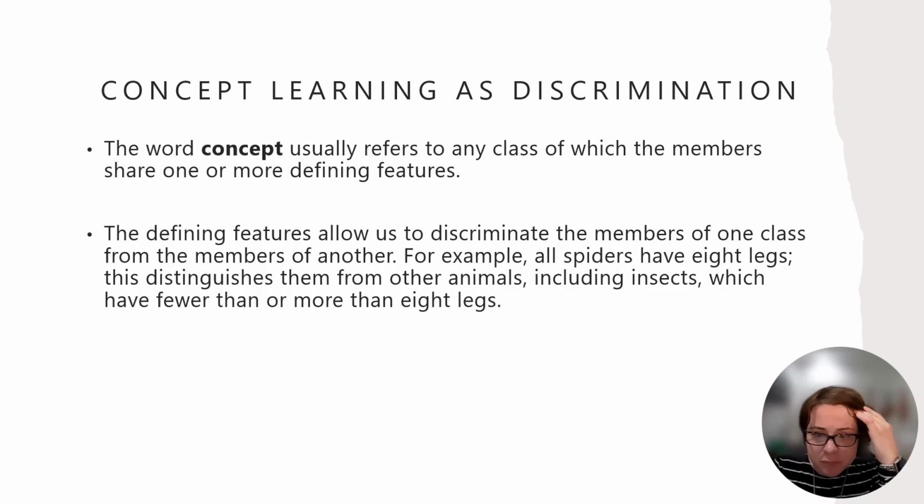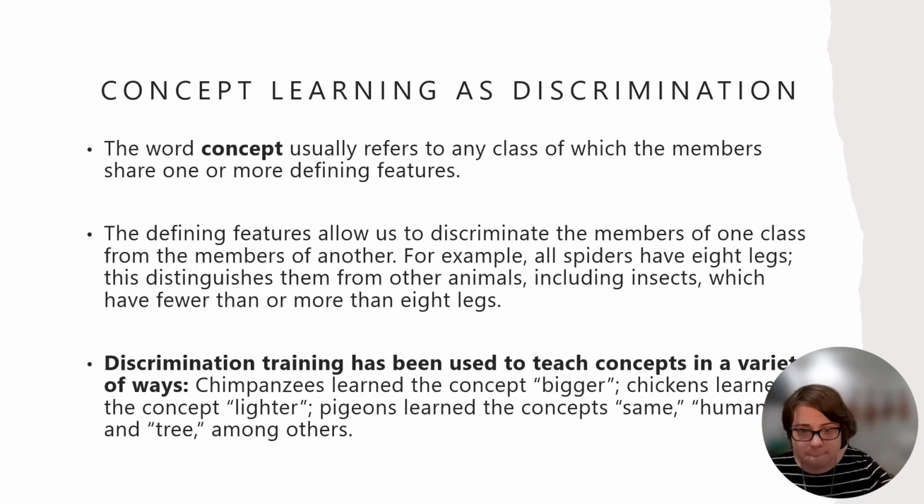All right. So the defining feature of concept learning allows us to discriminate between the members of one class from members of another. So for example, all spiders have 8 legs and that distinguishes them from other animals, including insects, which have fewer or more than 8 legs, right? So how would we utilize discrimination training to teach an animal about a concept?